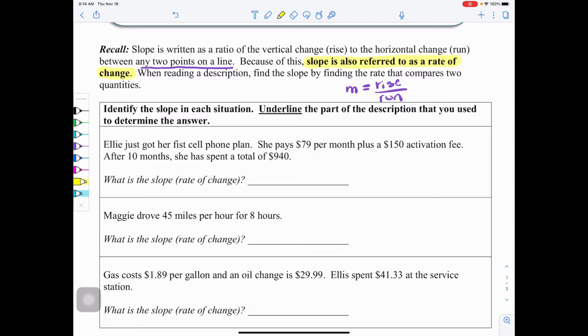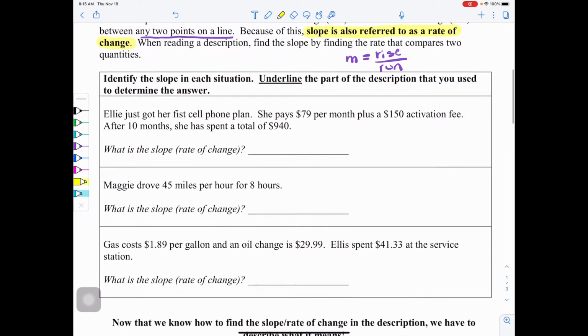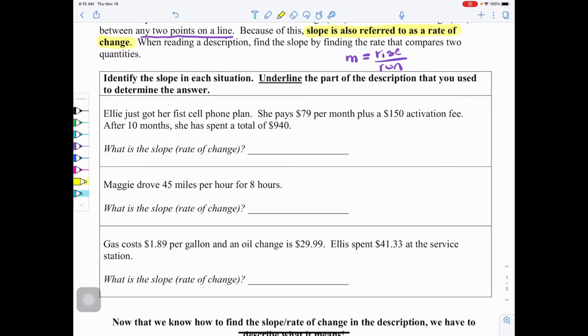So that will help us identify the slope or rate of change in real-world situations. The directions for our next section say, identify the slope in each situation. Underline the part of the description that you used to determine the answer. So in our first one, Ellie just got her first cell phone plan. She pays $75 per month plus a $150 activation fee. After 10 months, she has spent a total of $940. The question is, what is the slope or rate of change?